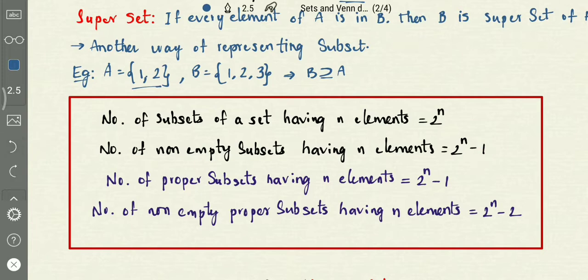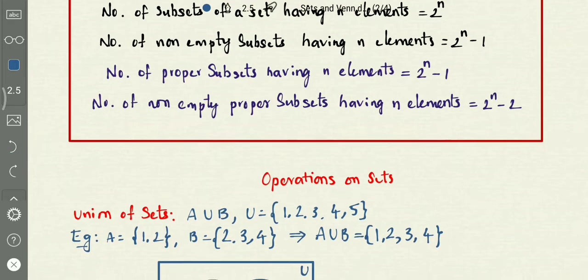Number of proper subsets having n elements. What is the number of proper subsets? 2 power n minus 1, because excluding the total set, which is minus 1. And number of non-empty proper subsets: 2 power n minus 1 is the number of proper subsets. Number of non-empty proper subsets is 2 power n minus 1 and again minus 1. It will be 2 power n minus 2. So these are to be remembered.